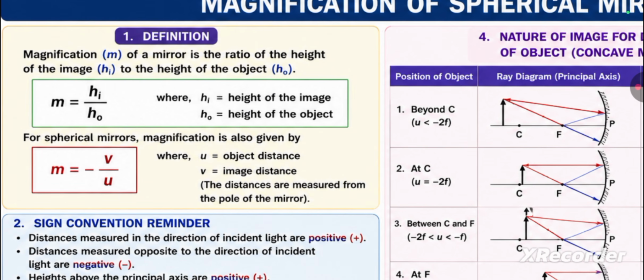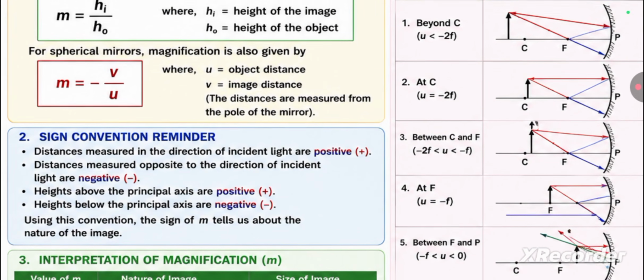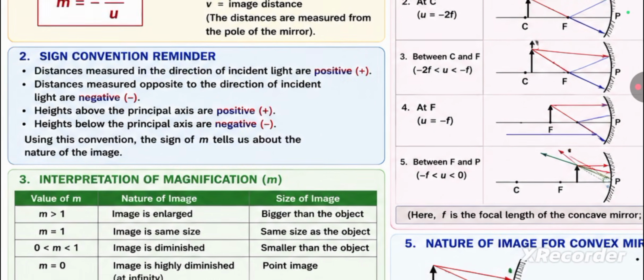Okay. For spherical mirrors, magnification is also given by m = -v/u. Here we calculate the magnification in another way, that is m = -v/u, where u is the object distance and v is the image distance. The distances are measured from the pole of the mirror. Here also we have to use sign conventions, which we already discussed.